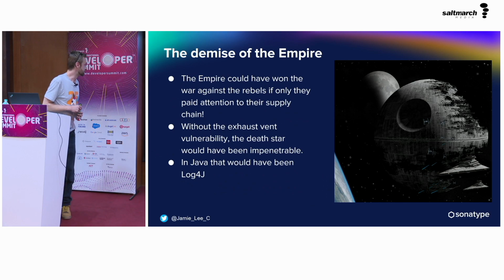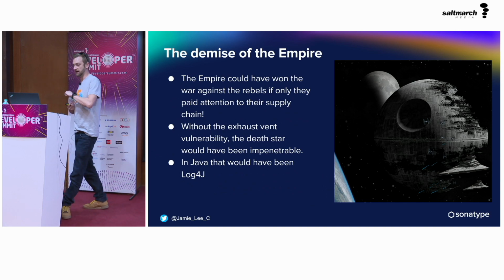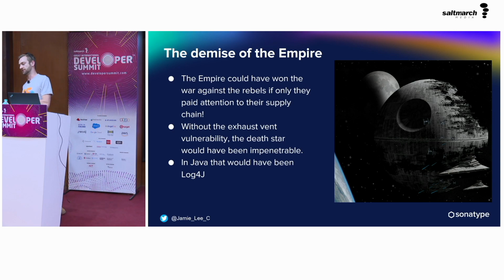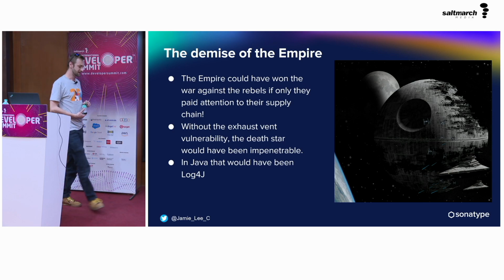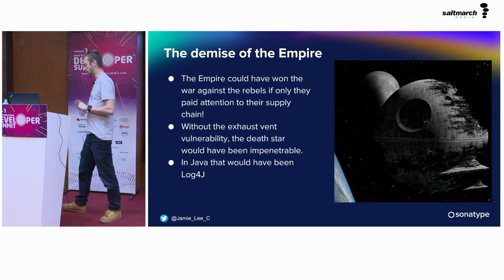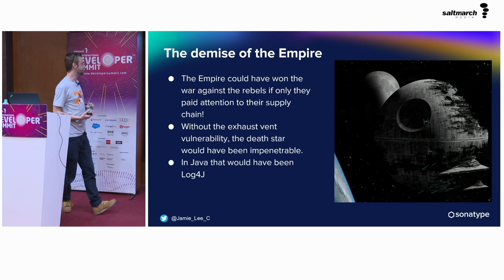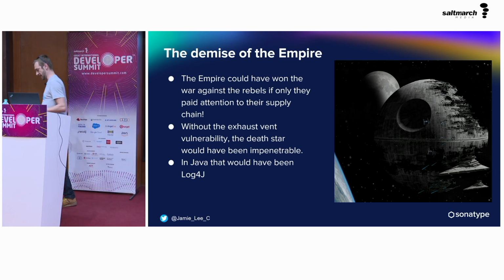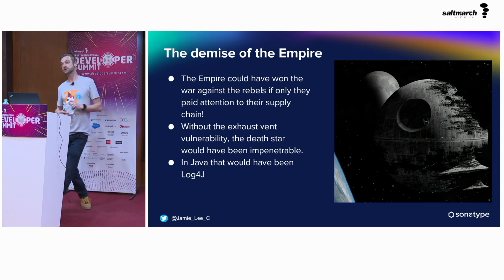So the demise of the Empire, how it fell, how it got destroyed. Well, it's kind of related a bit to Log4j, right? It's very simple. We found out very late that there's a vulnerability in Log4j, although it did hide in there for quite a while. And if they paid a bit more attention to the different parts of the galaxy that were building these components, maybe it would not have been destroyed. Maybe the Empire would defeat the rebels.